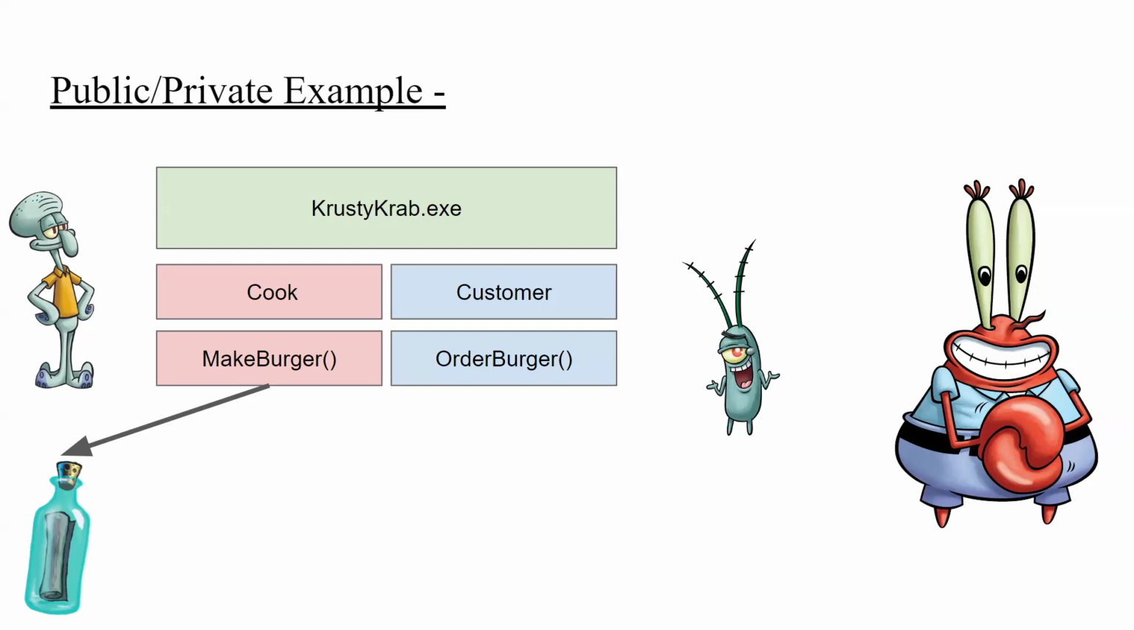So in this instance, I might want the cook class to be private. And what that essentially means is that none of the other classes are able to access any of the methods or attributes of that class. So Plankton would not be able to extract the secret formula from the makeBurger function. Does that make sense?